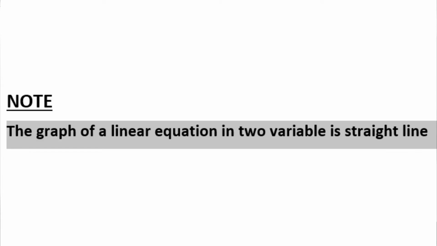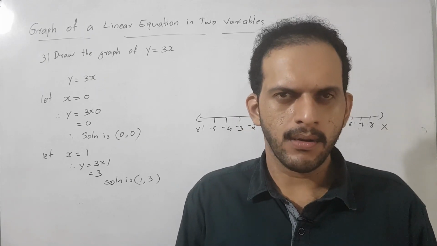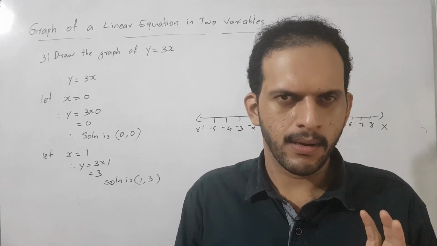The graph of a linear equation in two variables is always a straight line. Clear? You got this idea. Am I right?